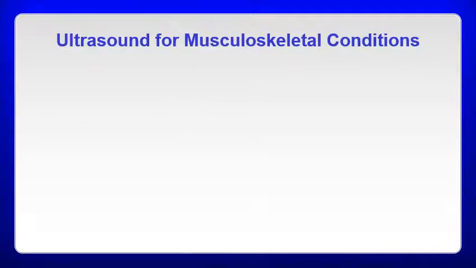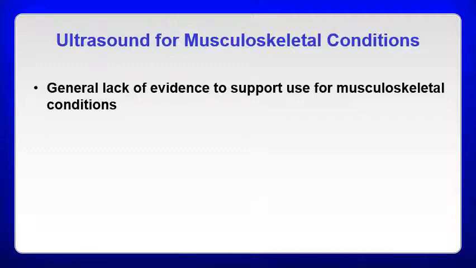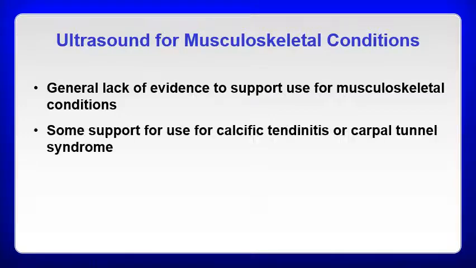Ultrasound for musculoskeletal conditions. Just summarizing some of the information that your textbook talks about. They claim that when you look at the evidence, there's a general lack of evidence. There are certain conditions that ultrasound tends to be pretty good for. There's some support for use on calcific tendinitis or carpal tunnel syndrome. And getting back to the first statement about the lack of evidence, it's not so much that there's evidence against using it, it's just that there hasn't been as much research done on it. It's not that the research has been done and shows that it doesn't work.